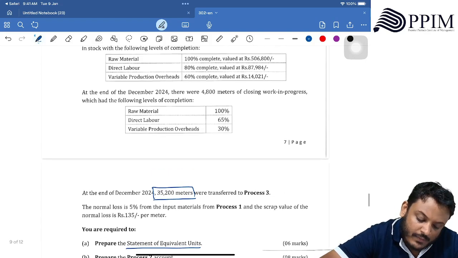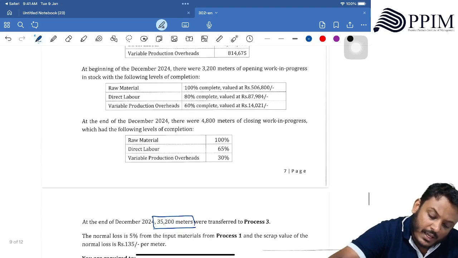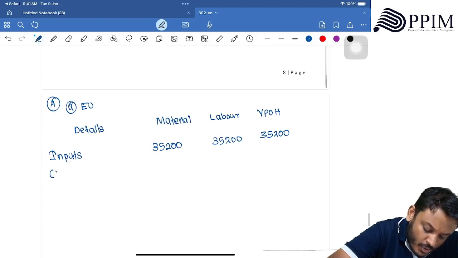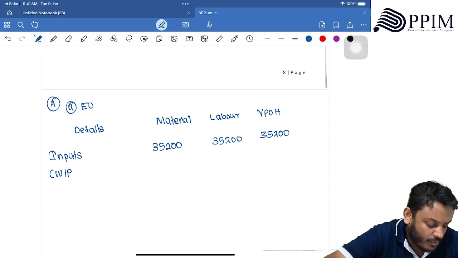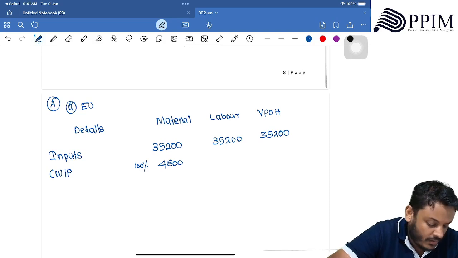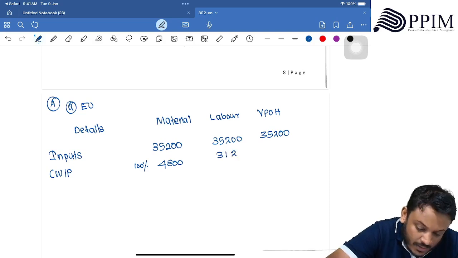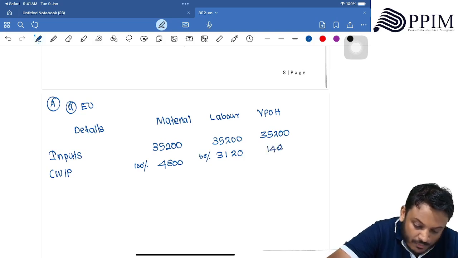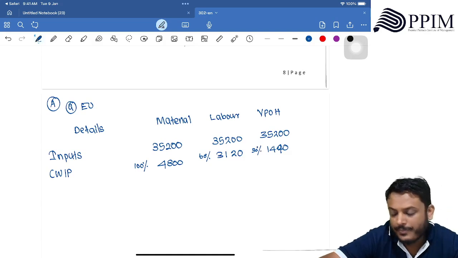And there is an opening work in progress and closing work in progress. Here they gave closing work in progress details, so we should take that also. Closing work in progress: 4,800 material because it is 100% completed, 3,120 because it is 60% completed, and 1,440 because it is 30% complete. Copy this. Stage of completion is given.